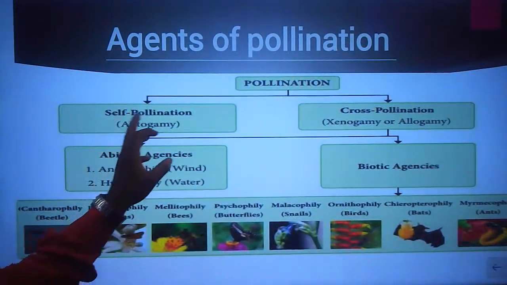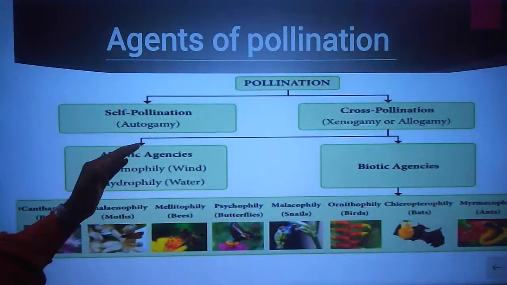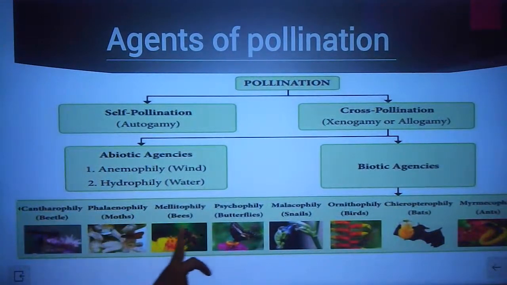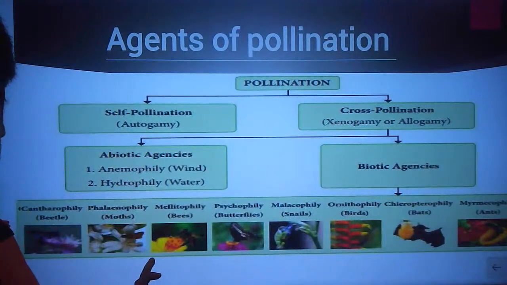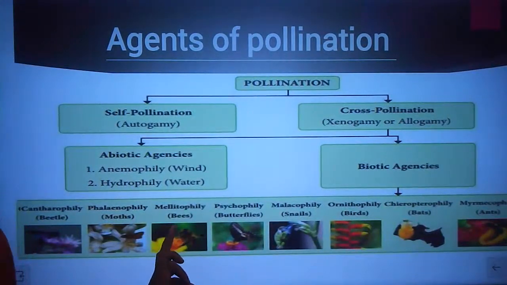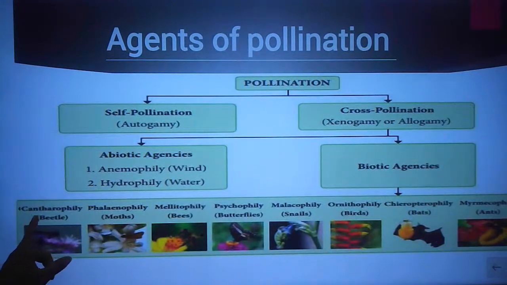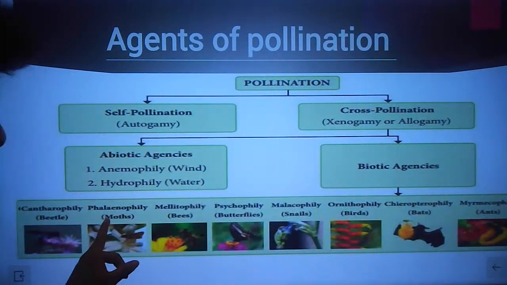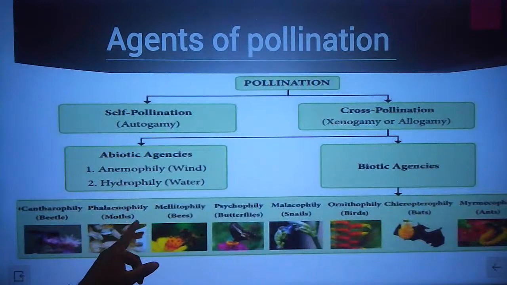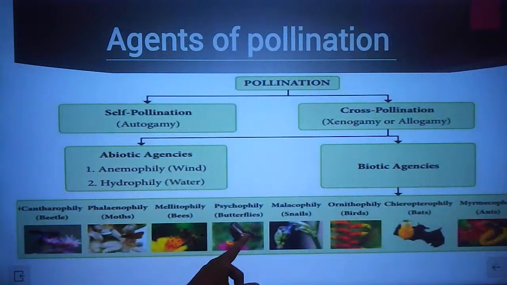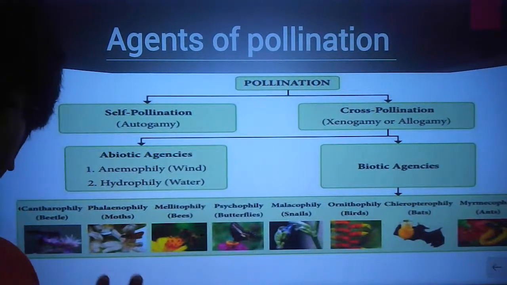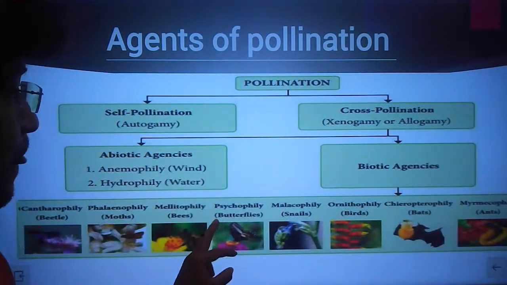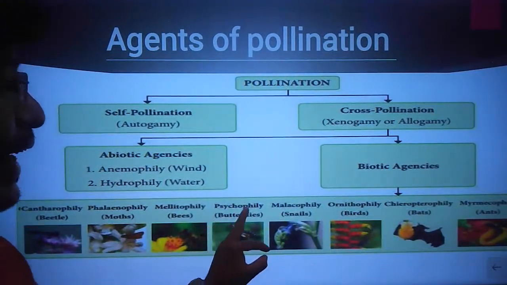Okay. So now we move to examples, a broad spectrum of pollination. We discussed self pollination and cross pollination, anemophily and hydrophily, and they're given individual names in the state board book, I believe. In the case of beetle, we call it cantherophily. Moths, similar to butterflies, phalaenophily. And honey bees, melitophily. And butterflies, more specifically, psychophily.